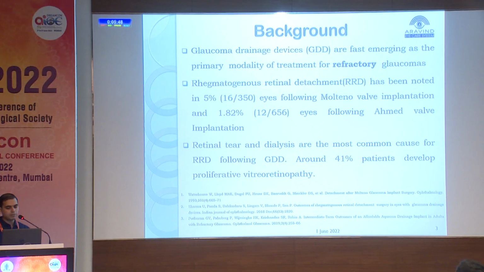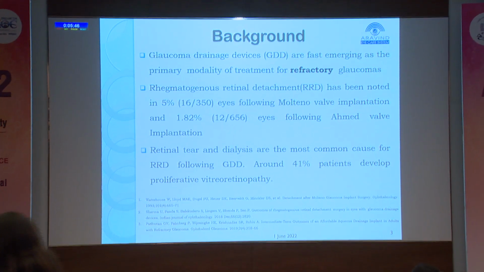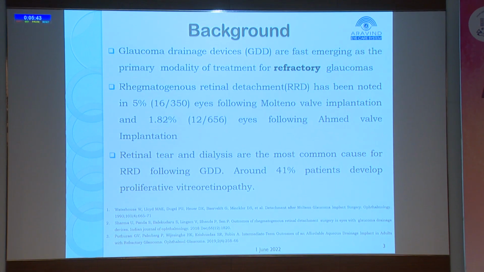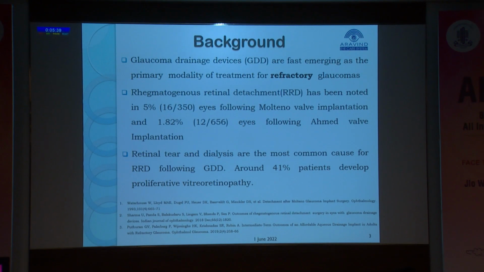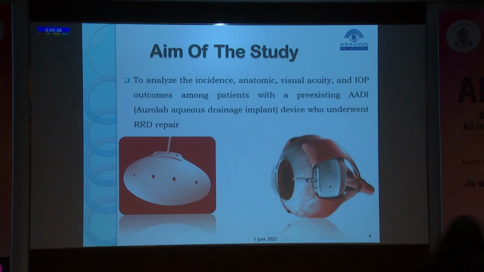My topic is retinal detachment as a complication in eyes treated with Aurolab aqueous drainage implant for refractory glaucoma: incidence and outcomes. Glaucoma drainage devices are fast emerging as the primary modality of treatment for refractory glaucomas. Rhegmatogenous retinal detachment has been noted in 5% of eyes following Molteno valve implantation and 1.82% of eyes following Ahmed valve implantation. Retinal tear and dialysis are the most common causes of RRD following glaucoma drainage device implantation, and 41% of patients go on to develop proliferative vitreoretinopathy.